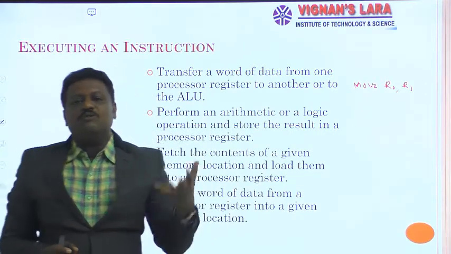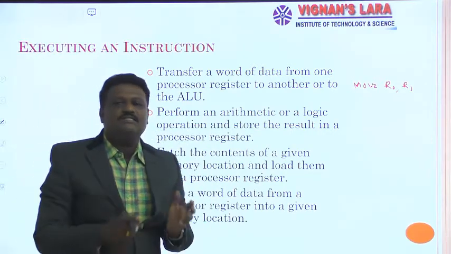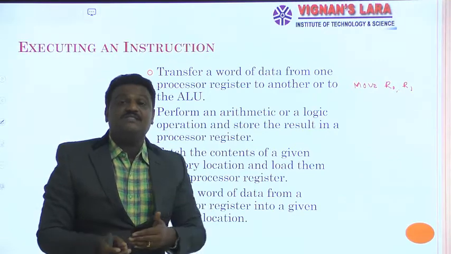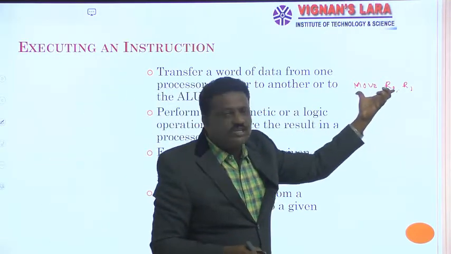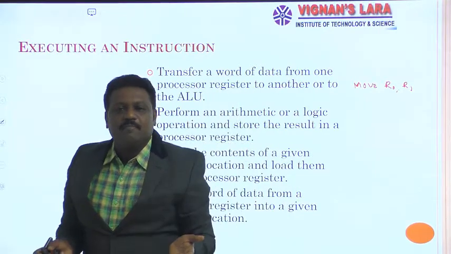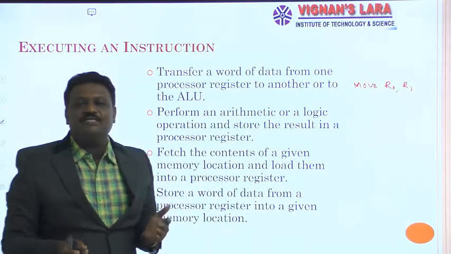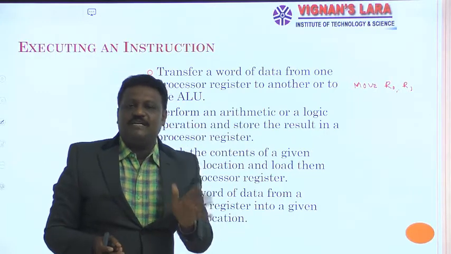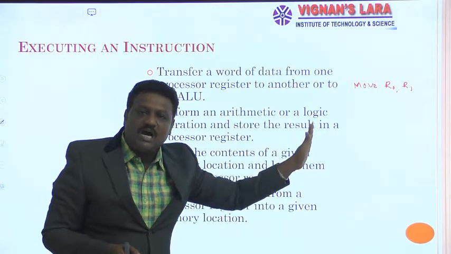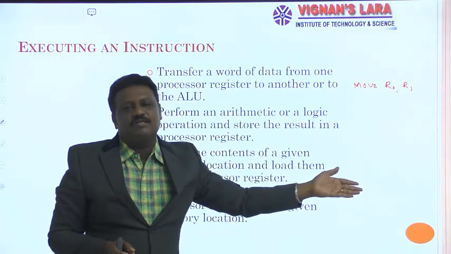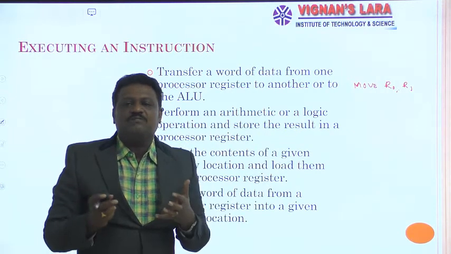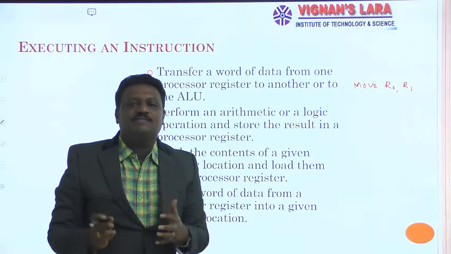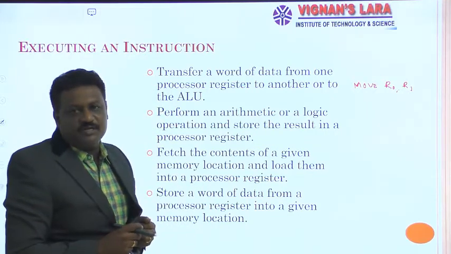That means whatever word is present in CPU register R0 is simply transferred to R1. So in this instruction execution, the internal operation is the transfer of a word of data from a source register R0 to a destination register R1. Here R0 and R1 are both CPU registers which exist internal to my central processing unit.